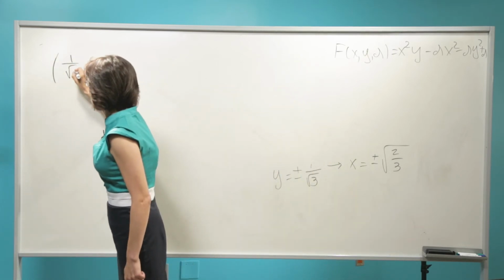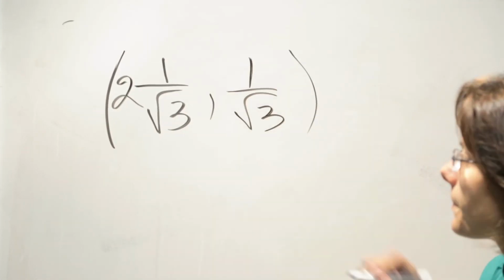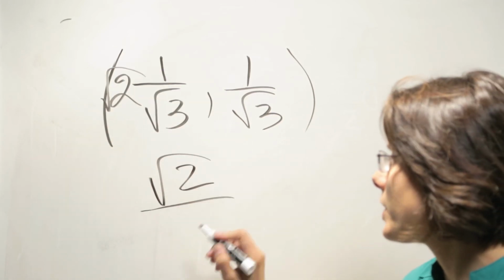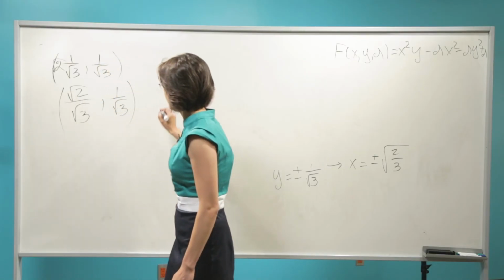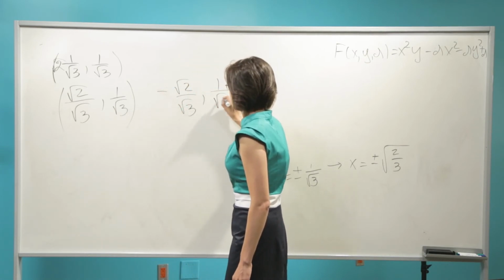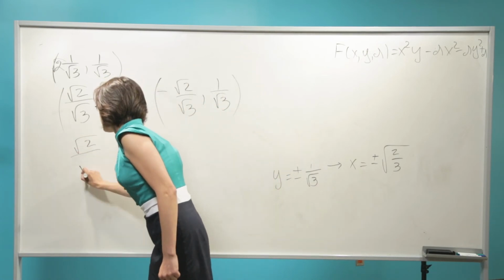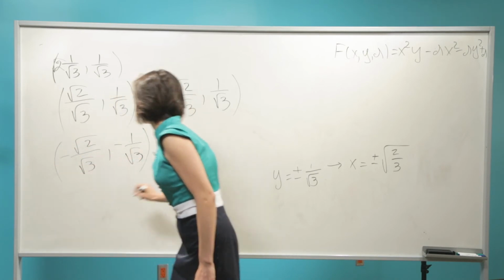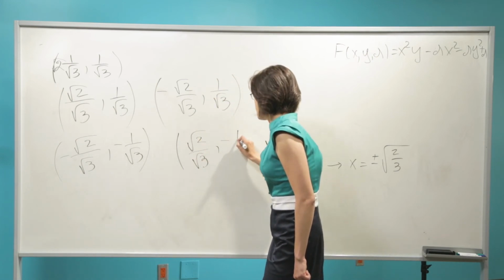Square root of 2 over square root of 3 and 1 over square root of 3 is one point. Negative square root of 2 over square root of 3 and 1 over square root of 3 is another point. Square root of 2 over square root of 3 with negative 1 over square root of 3. And negative square root of 2 over square root of 3 and negative 1 over square root of 3.